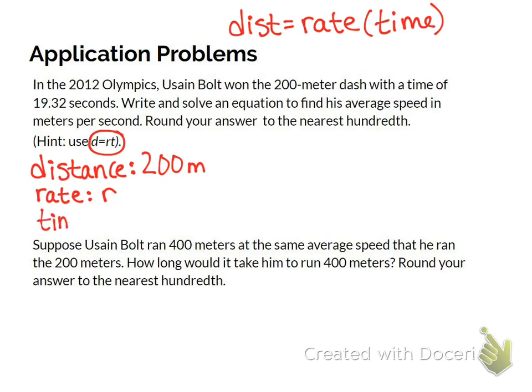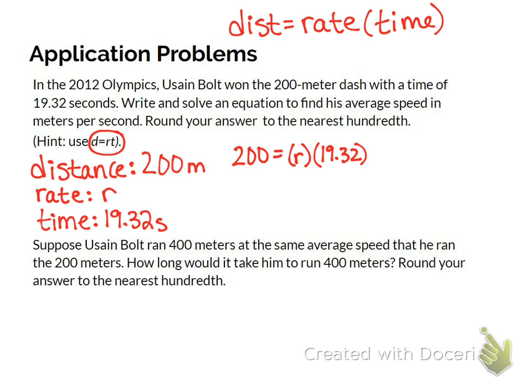His time. Did they tell us how fast he went? It took him how long? 19.32 seconds. So now we're just going to plug this stuff into the formula that they gave us. And then we can solve it. So write and solve an equation. My distance, or D, is 200 equals, I don't know my rate. My time was 19.32.